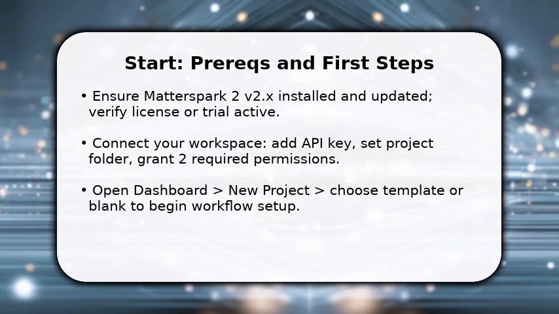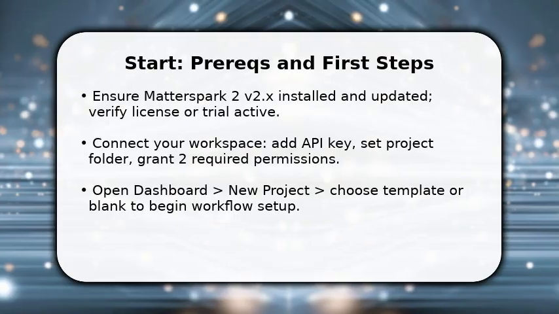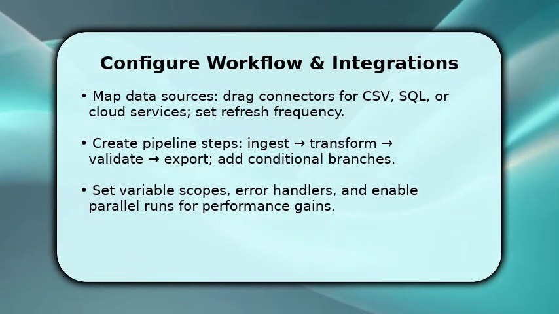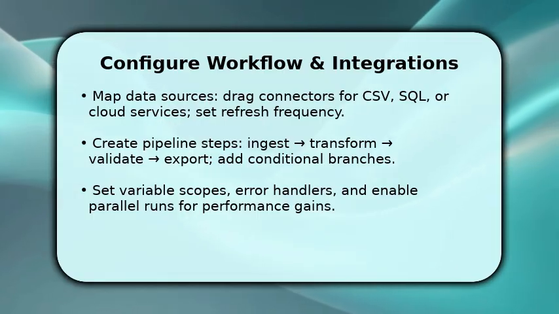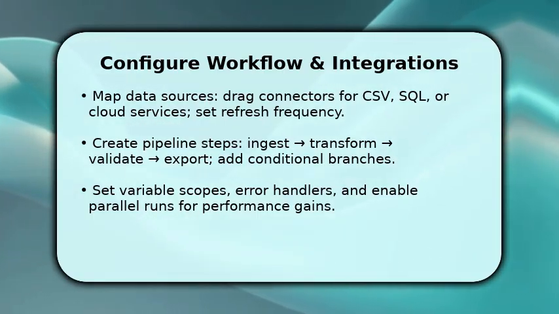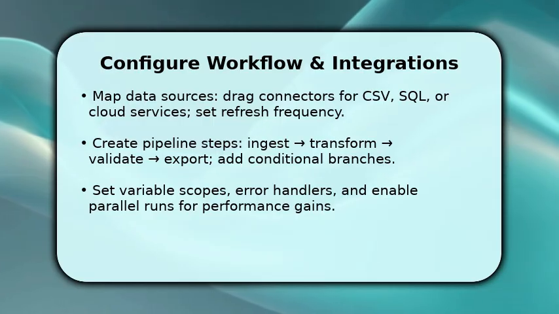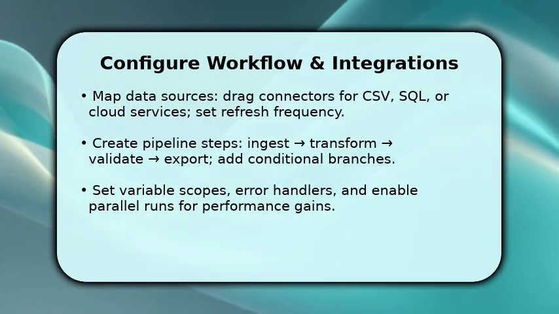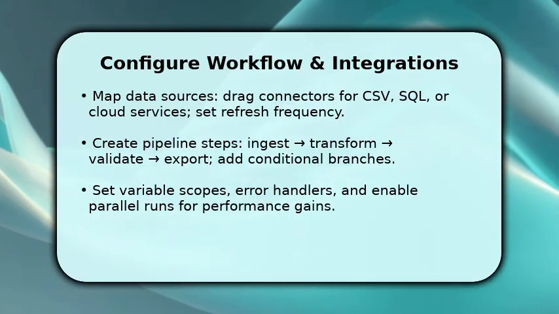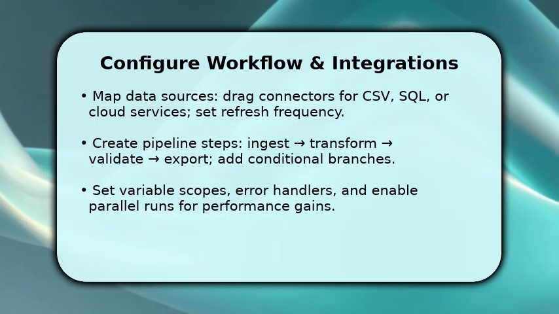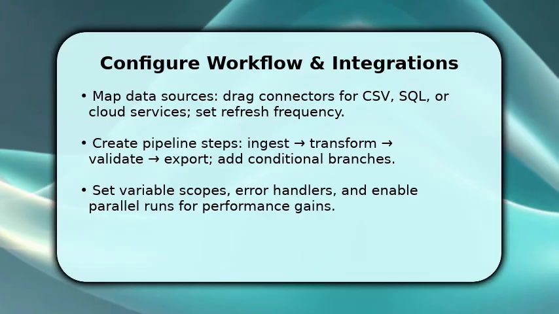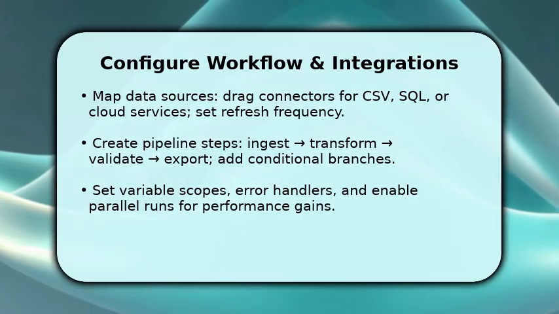You now build the core pipeline. Drag connectors to map your CSV, SQL, or cloud sources and set a sensible refresh schedule. Then assemble steps in order instead of random blocks. Ingest, transform, validate, and export. Add conditional branches where data diverges. Make sure to scope variables correctly and attach error handlers to catch failures early. Also, enable parallel runs when processing large batches to improve throughput. Doing this balances speed against resource limits.